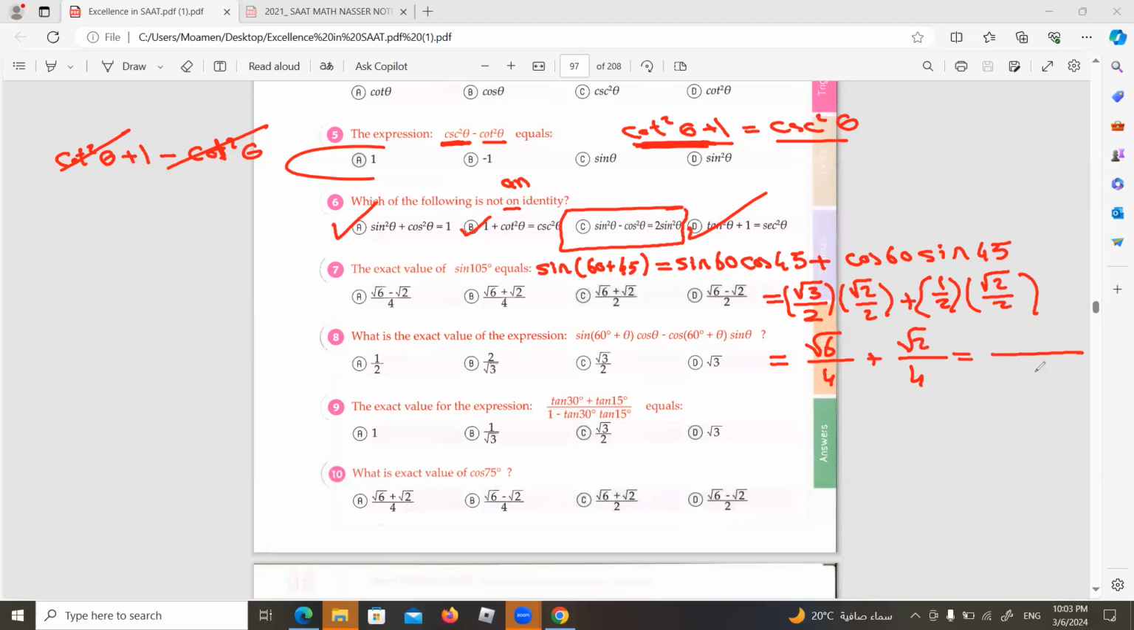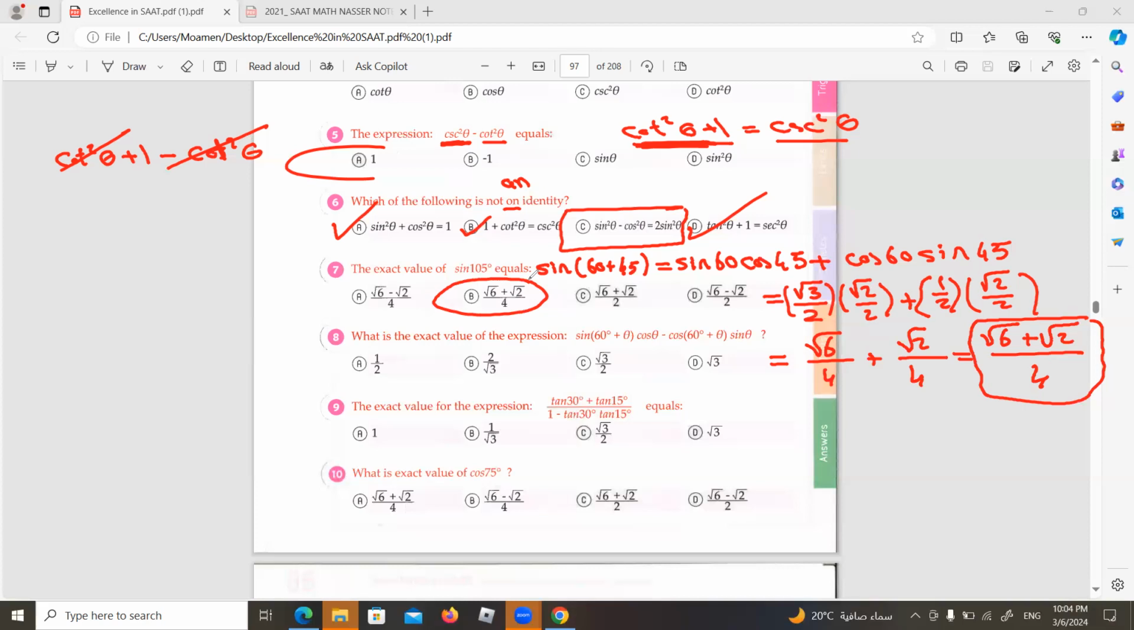Do we have a common denominator? Yes, so I just write it and add the numerators: root 6 plus root 2, over 4. This is the answer, so letter B is our answer. He asked you this problem without calculators. With a calculator you just write sine 105 and it gives you the result in about 3 seconds, but now you can do it without one.